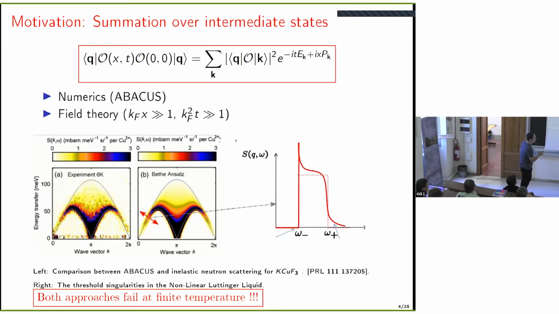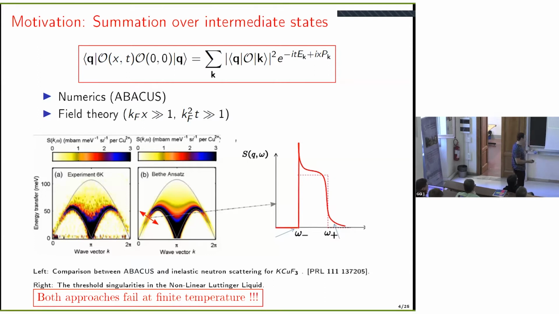So the first approach fails because numerically it's very difficult to saturate the sum rule. You have to take exponentially many terms to do this. And the field theory approach, well, since we focus on the edge of the spectrum, we kind of linearize the spectrum of excitation.